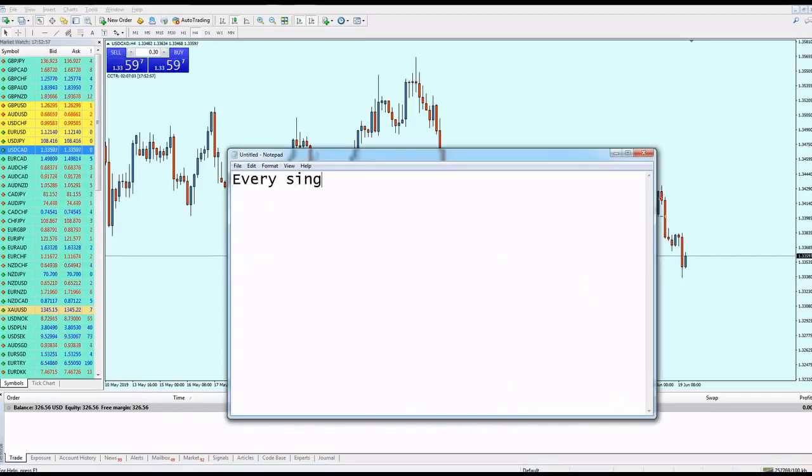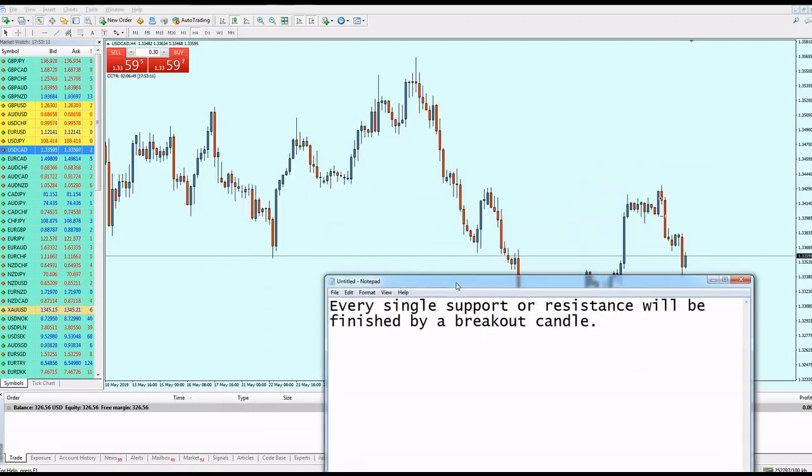Every single support or resistance will be finished by a breakout candle. Remember that. Keep it in your mind. If you want, write it somewhere, on your notebook or somewhere else. Every single support or resistance will be finished by a breakout.